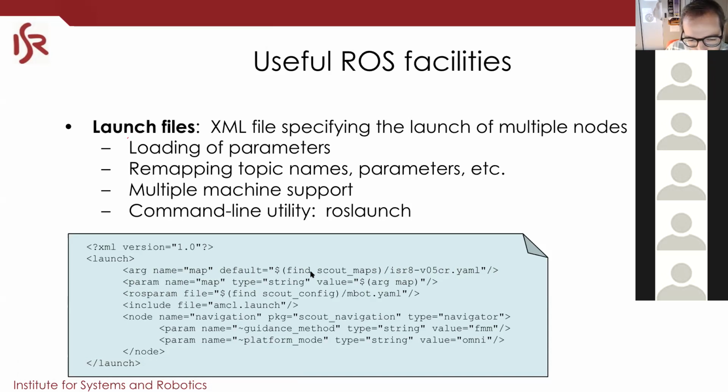And this allows you to specify files inside the package. So find scout maps will tell you where this package is, plus the name of the file, so you don't need to hard code the directory, of course. And then the parameter sets a parameter map, which is a string, to the argument map. And see here this way of specifying arguments. And this is a parameter file. From a launch file you can load a set of parameters from this file, which is in this scout config package. You can include launch files inside launch files.